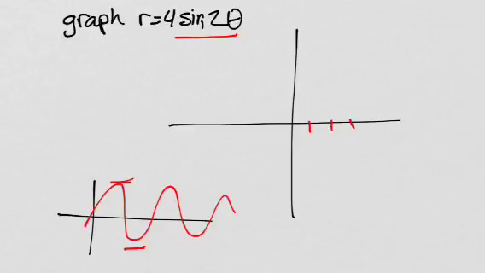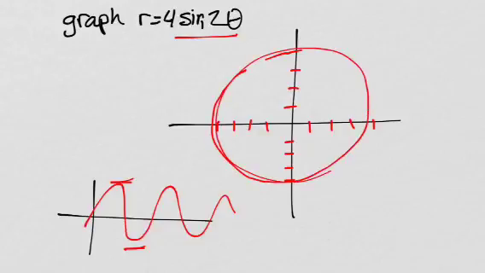1, 2, 3, 4. Alright, so we can say that our graph is going to be somewhere within that circle. Now, that circle is not the graph, because the sine isn't uniformly 1 all the way around, but the graph is going to be somewhere within that circle.